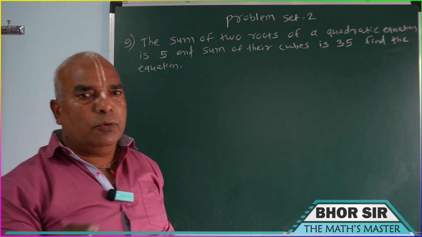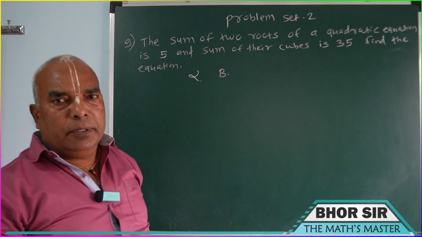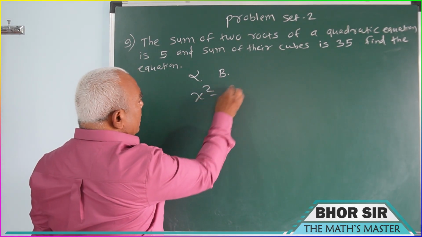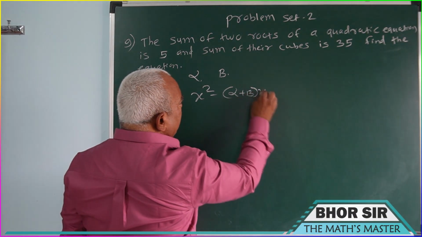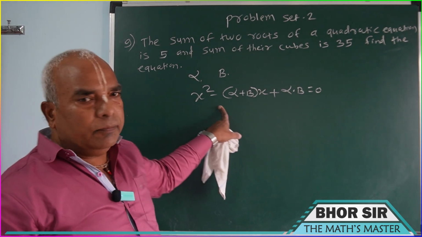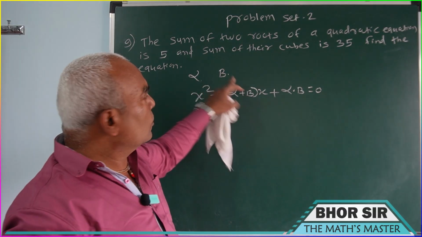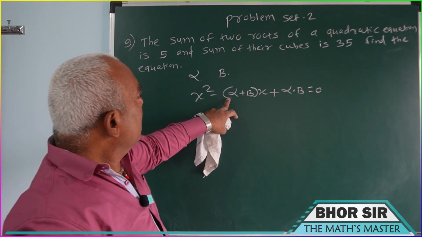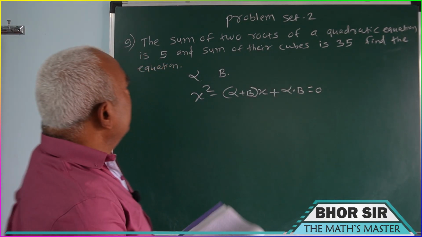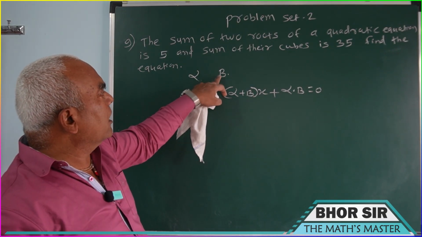Find the equation. So now we know that if the roots of the given equation are alpha and beta, the equation will be x square minus (alpha plus beta) x plus alpha into beta is equal to 0. This is the equation when alpha and beta are the roots. Now see here, instead of giving alpha and beta directly, what have they given? Sum of two roots of the quadratic equation is 5, meaning alpha plus beta is given as 5.